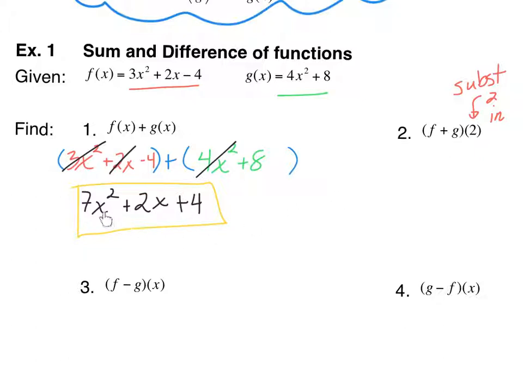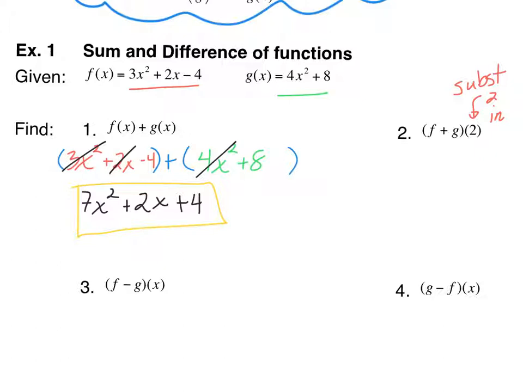So if I took 2 and squared it, I get 4. 4 times 7 is 28. 2 subbed into here times 2 is 4. 28 plus 4 is 32, plus another 4 is 36. So the value of this when x is 2 is 36. One of the ways that I could have done this was to actually find the sum of the f and g function and then plug that 2 into there. That actually takes longer.